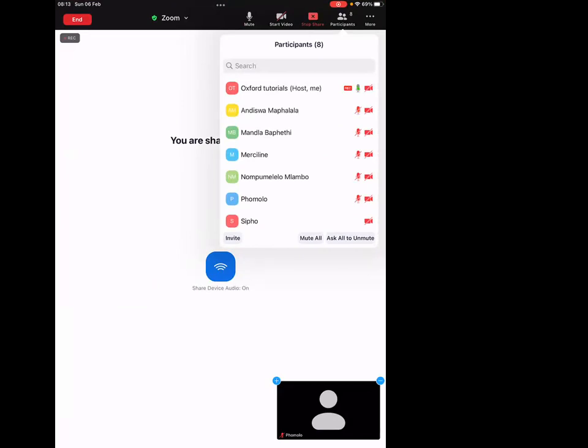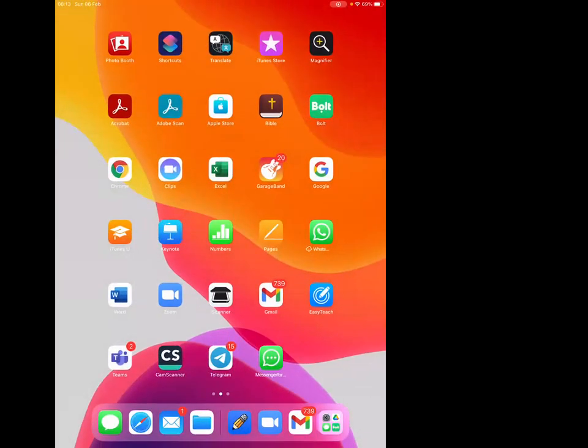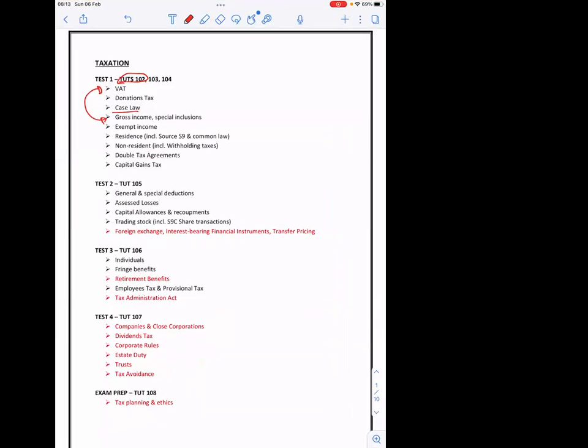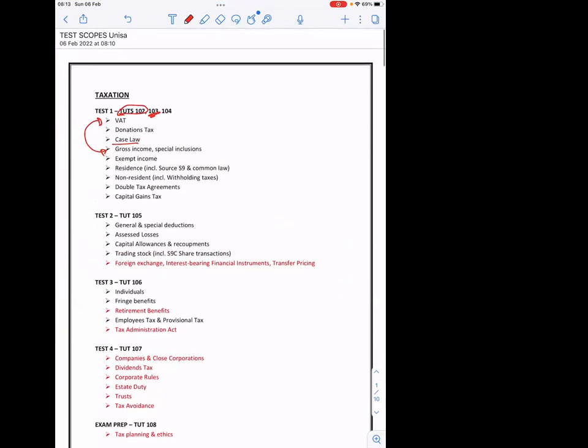Okay, right. Then we have the next tutorial later, tutorial 103. I think that one is mainly to do with donations tax. I don't know what else will be covered there. Let me check. It says donations tax and VAT. So it's going to contain donations tax and VAT, right? So the tutorial 103 is for these two.